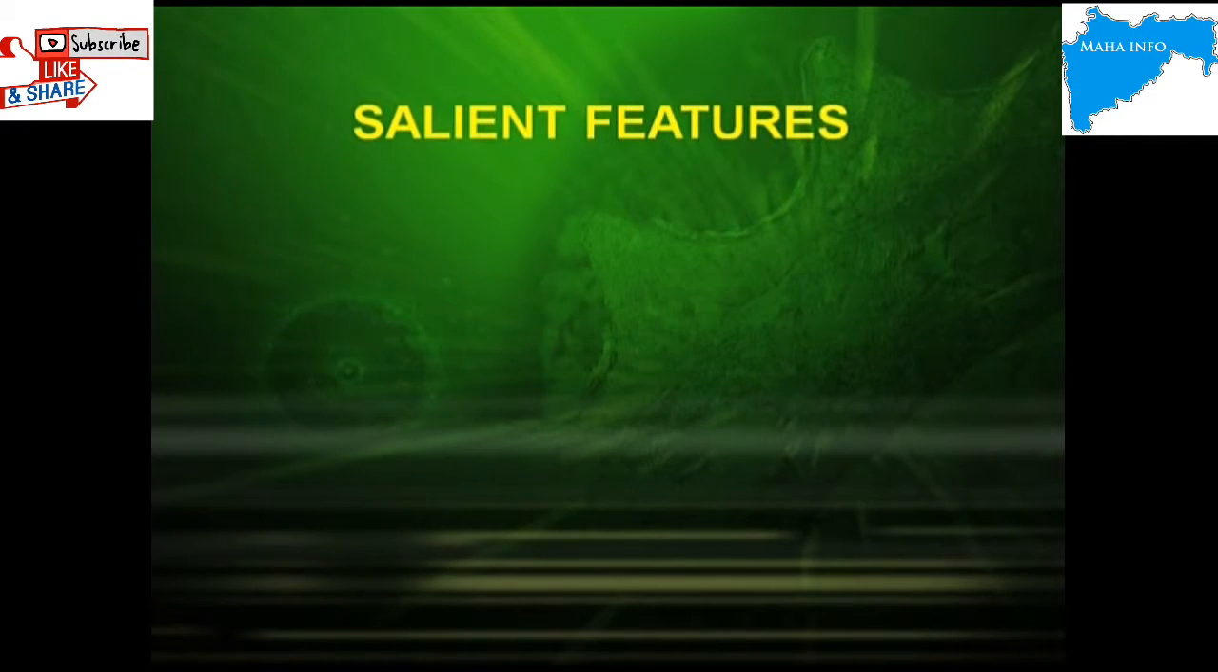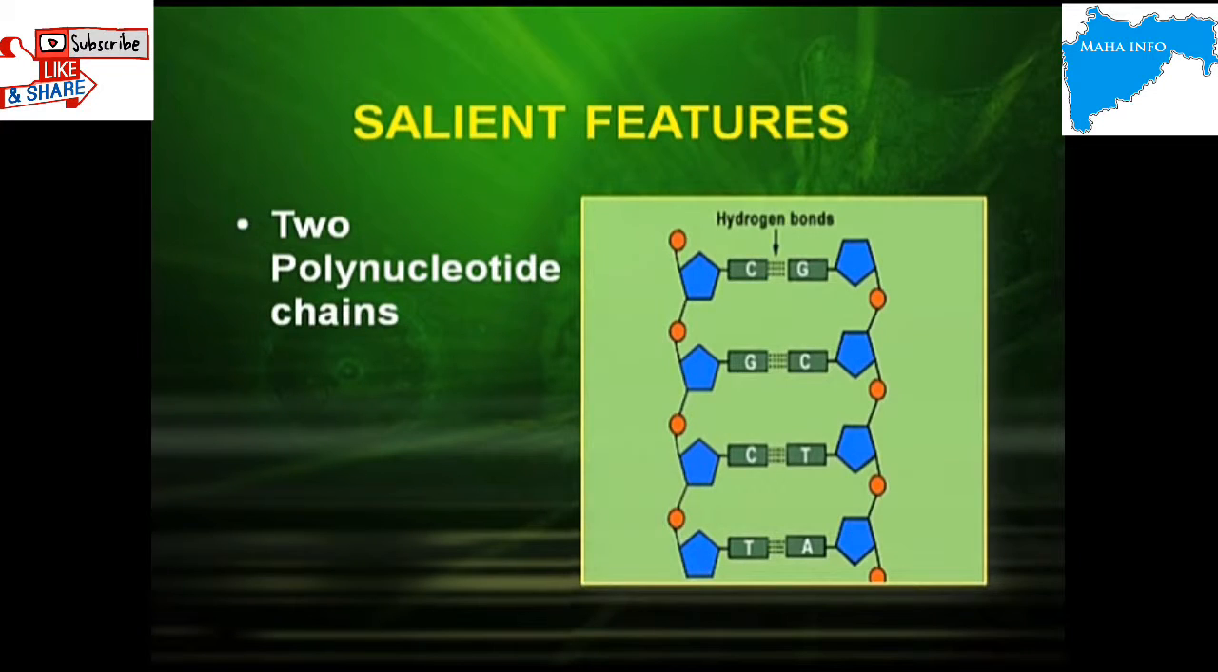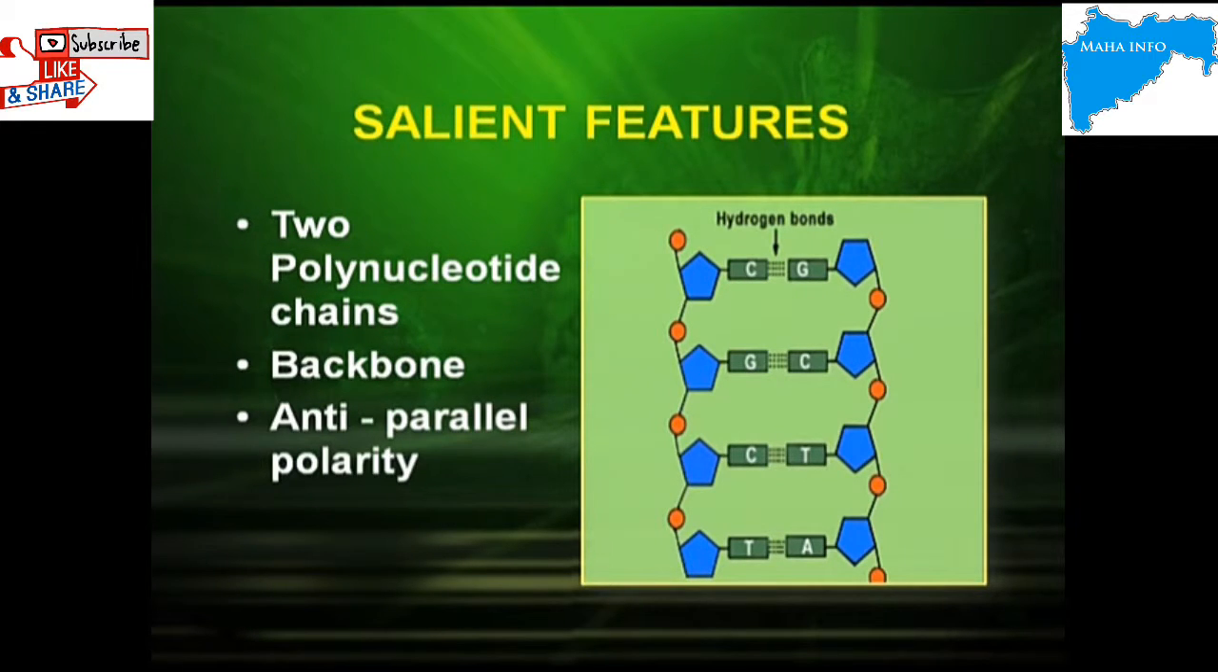Now, let us see the salient features of DNA. The two polynucleotide chains are anti-parallel. The backbone is made up of phosphate and sugar. The anti-parallel polarity means one chain runs from 5' to 3' and the other from 3' to 5'. The nitrogenous bases are joined together by hydrogen bonds, that is, A pairs with T and G pairs with C.